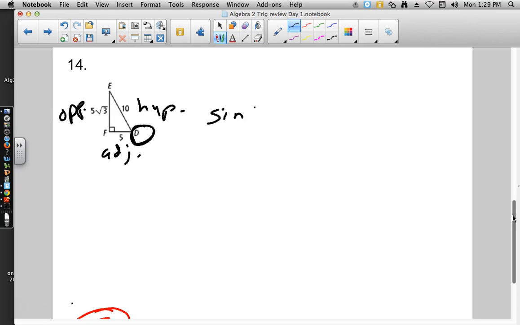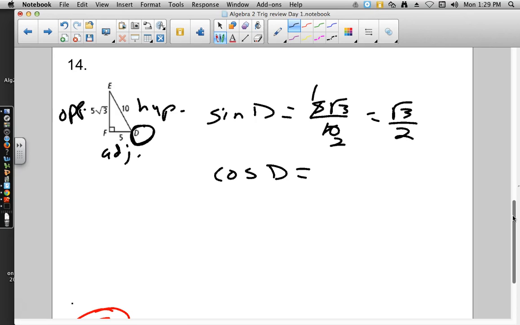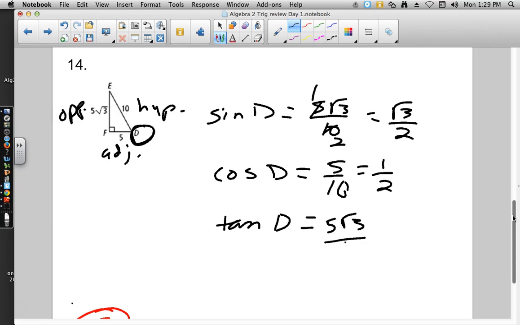So the sine of D equals opposite over hypotenuse, 5 square roots of 3 over 10. But we're not going to walk away from that one because we can reduce both of those, and that'll give us the square root of 3 over 2. Cosine of D equals adjacent over hypotenuse, 5/10, which we certainly had better simplify, to 1/2. And then the tangent of D equals opposite over adjacent, so 5 square roots of 3 over 5, and of course the 5's would cancel out, and we'll get the square root of 3.